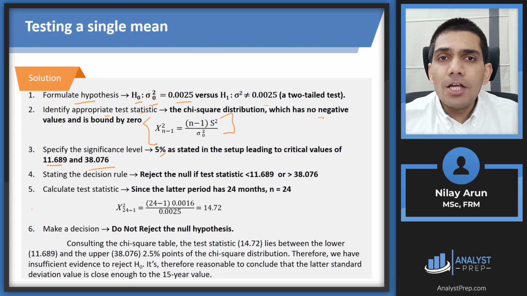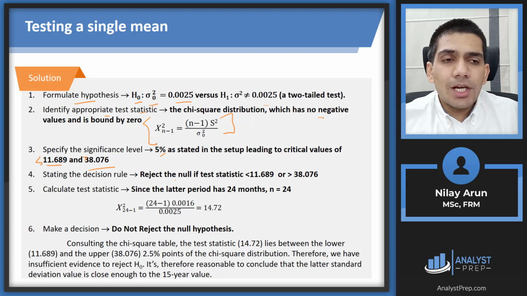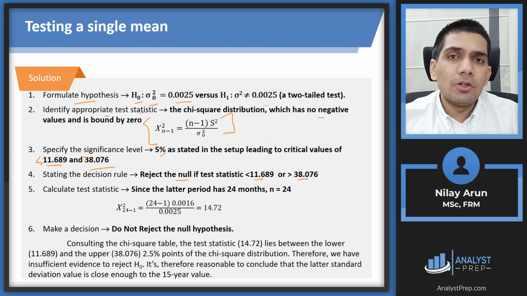Now 11.689 and 38.076 essentially means that if our value lies between these two numbers of 11.6 and 38.07, then we will fail to reject the null hypothesis. We won't have sufficient evidence to reject the null hypothesis. But if the value lies outside of this range, that means that if it is lesser than 11.689 or it is more than 38.076, then we can safely reject the null. So that becomes our decision rule. So you reject the null if test statistic is less than 11.6 or it's more than 38.07. And if it lies within this boundary, then we fail to reject.